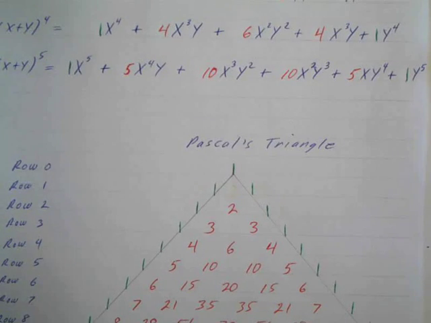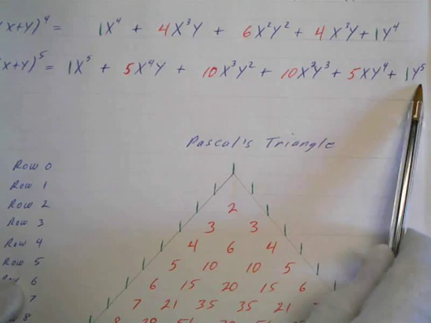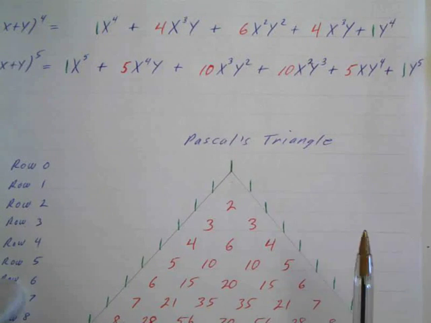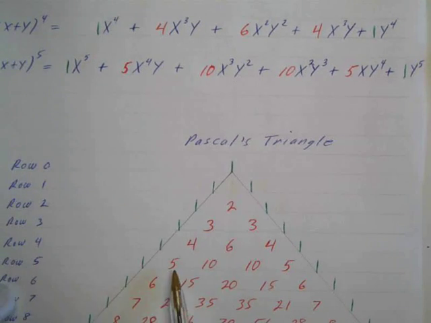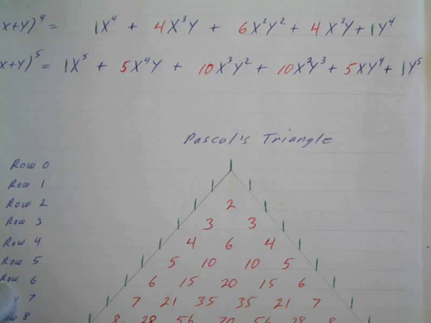And again, you can see over here, if I want to expand x plus y to the 5th, I've got my exponents, 5, 4, 3, 2, 1, none for x, and no y's, 1, 2, 3, 4, 5, y to the 5th power. And then my numbers come from row 5 of Pascal's triangle: 5, 10, 10, 5. And the outside numbers are always 1. So now you can expand any of these binomials as far as you want, as long as you know Pascal's triangle.